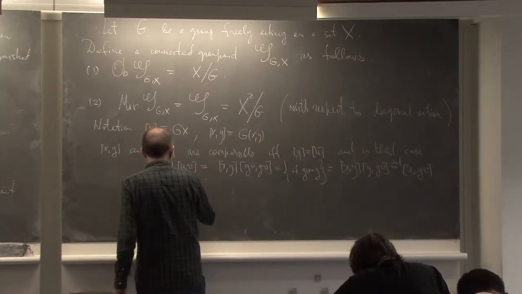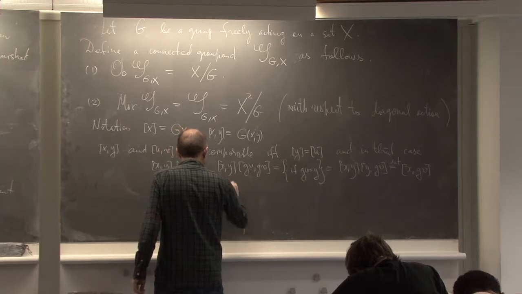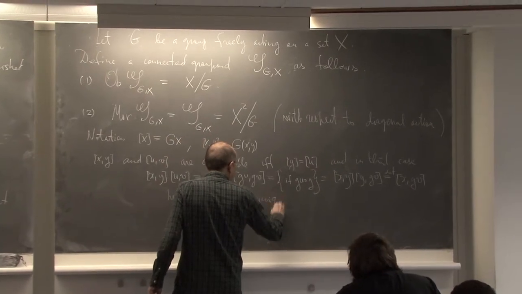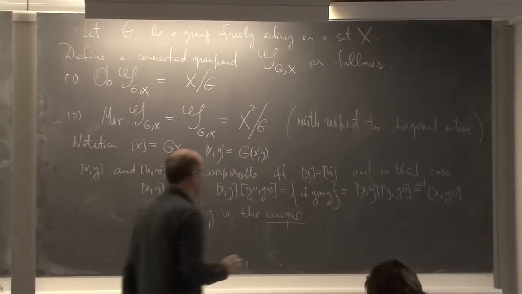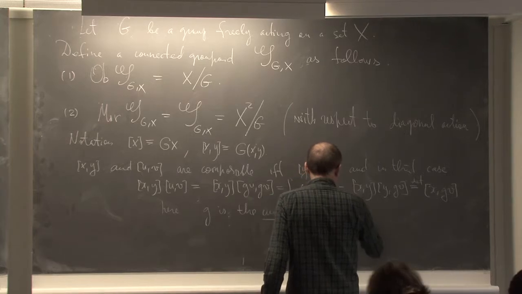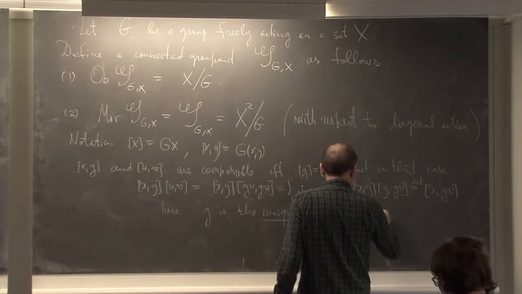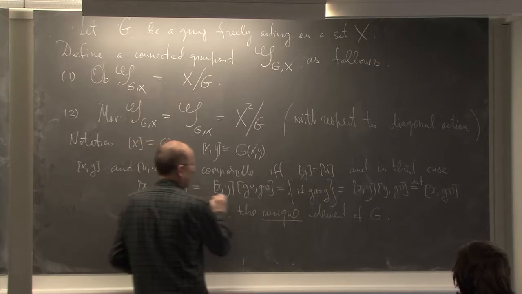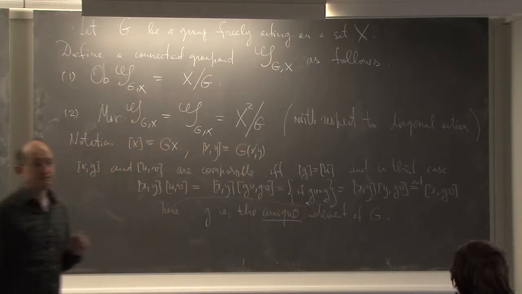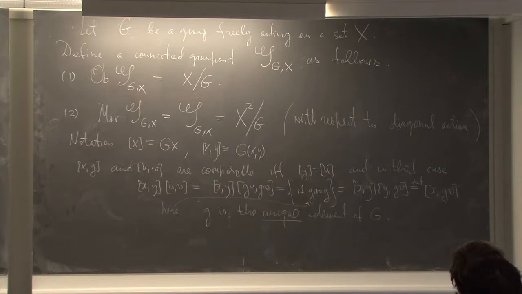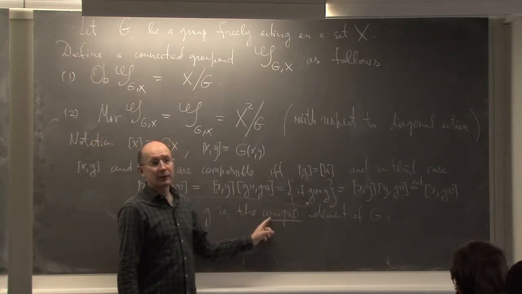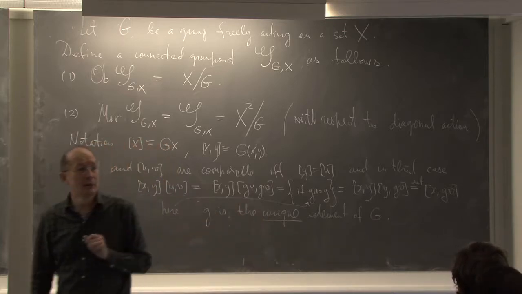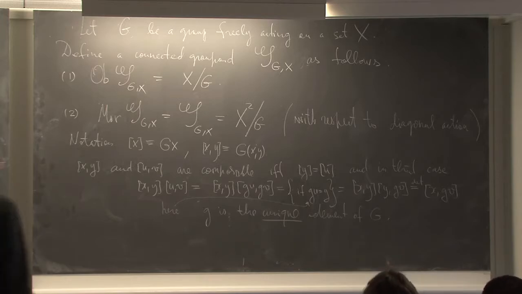So here, g is a unique element of G. If the action is not free, this uniqueness doesn't apply. Okay, so that's our groupoid.